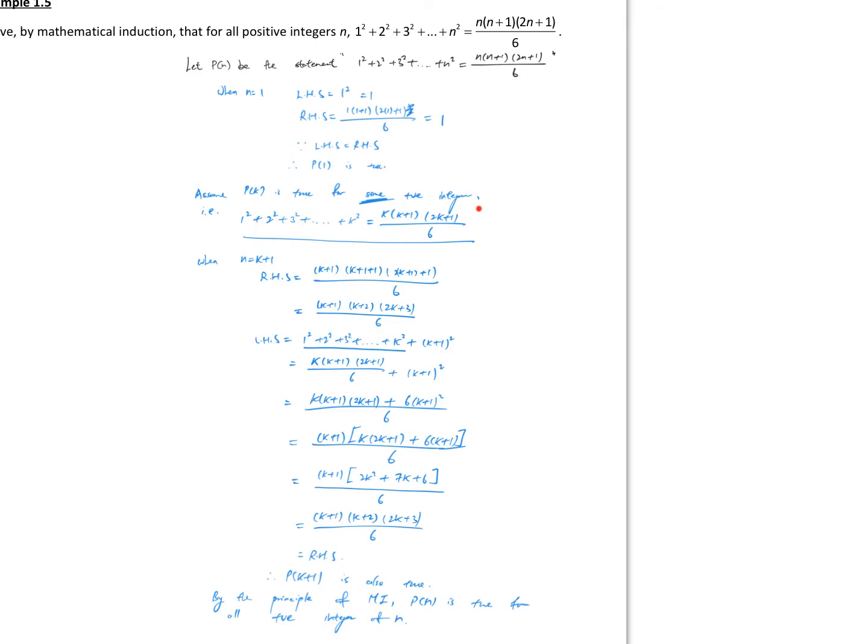Assume P of k is true. This is your assumption for some positive integers. Make good use of it. Try to make good use of it. Use the relation, your assumption, to prove that when n is equal to k plus 1, the left-hand side is also equal to the right-hand side.